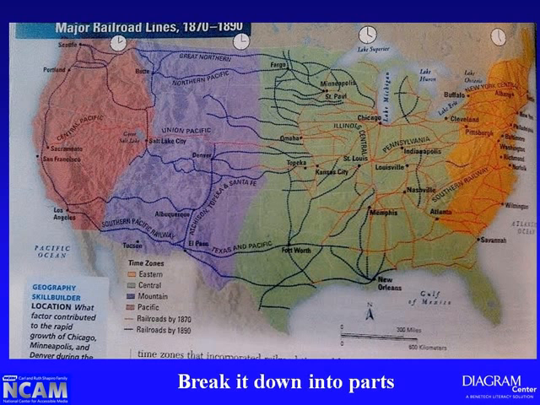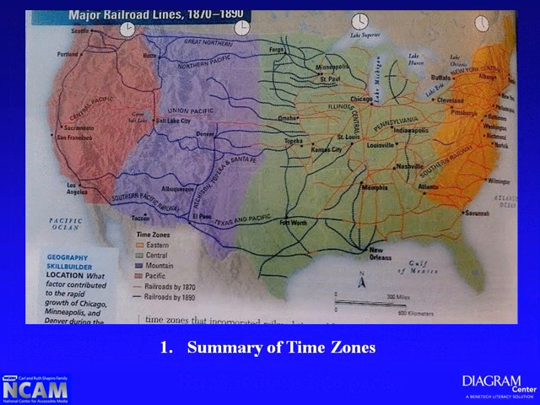What are the time zones? Where were the railroads by 1870, and where were they by 1890? Okay, the light-colored railroads are 1870, the dark-colored railroads are 1890. The first thing you want to do is provide the first piece of information, which is the summary of the time zones. And those are pretty clearly laid out.